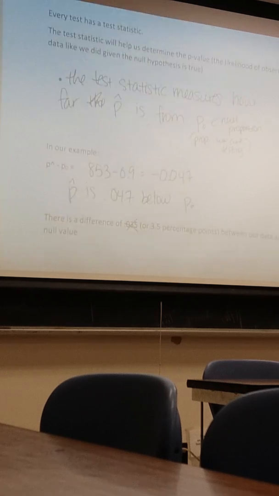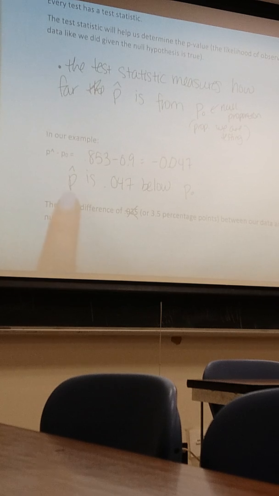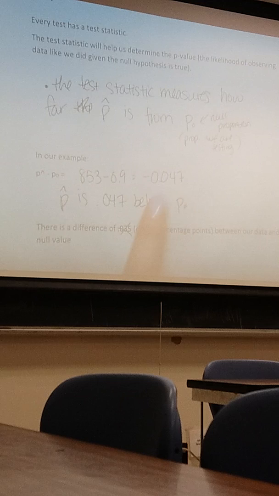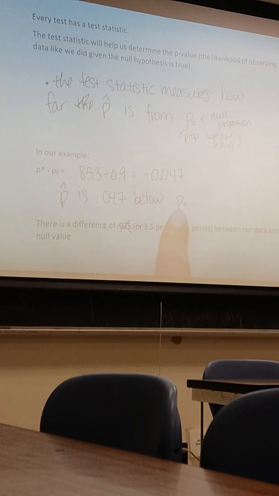However, yes, can you please repeat the last sentence? You said the other proportion is below. So our sample proportion is 0.047 below the 0.9, which I got by subtracting. All I did was subtract to find a distance. If it was positive, I would say it's above the 0.9. So our p null is 0.9? Yes. The p null is the thing we're testing against in your hypothesis, correct.